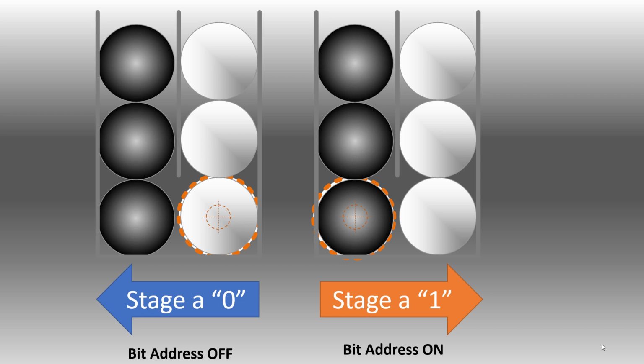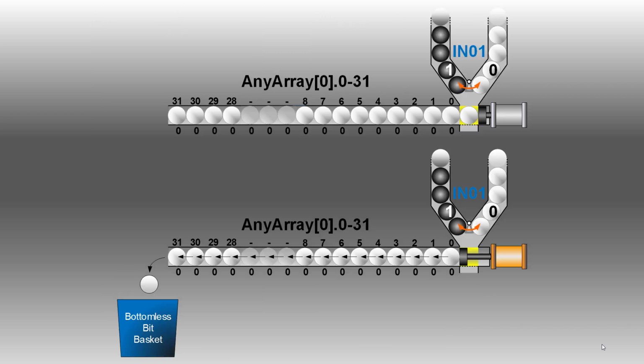So we're going to use an actual embedded input, 0 or 1 or 2. We're just going to use an input, and that's going to be the bit address. So if we turn on input 0, then we've got a 1 staged. If we turn it off, then we've got a 0 staged.